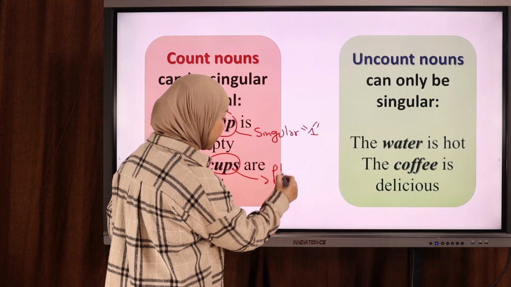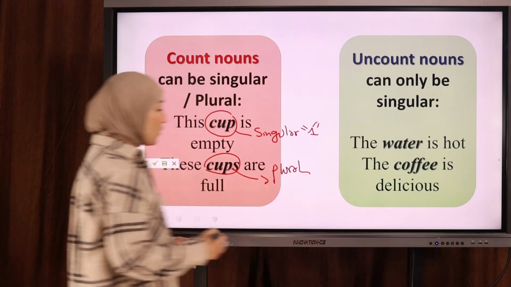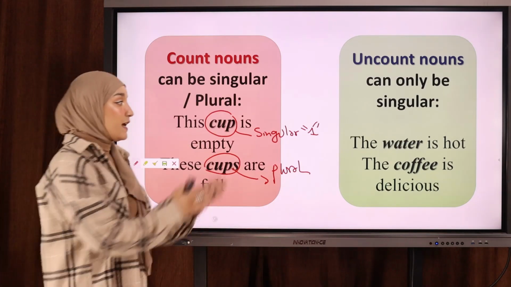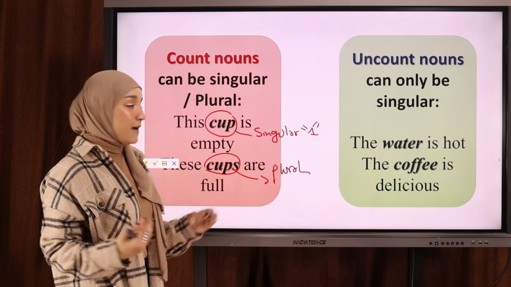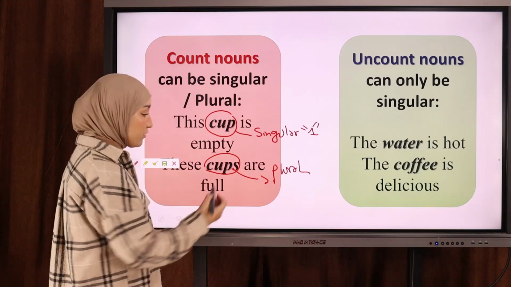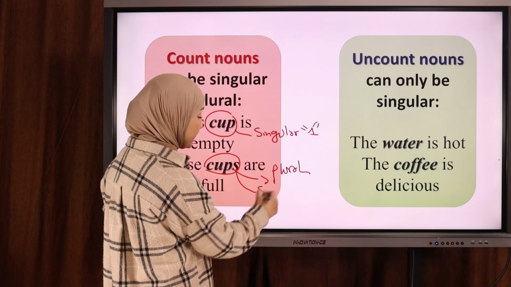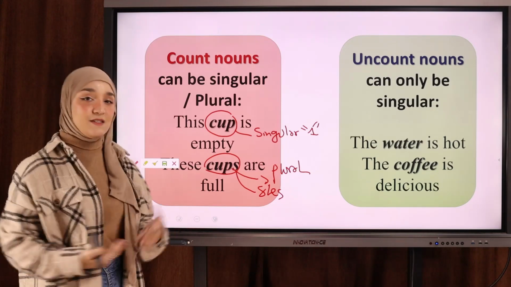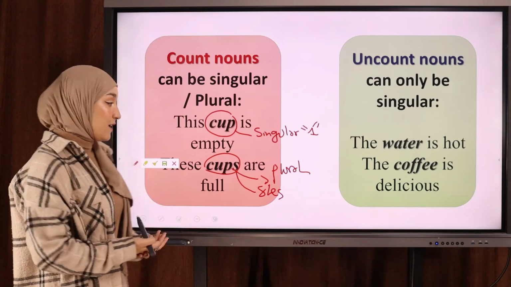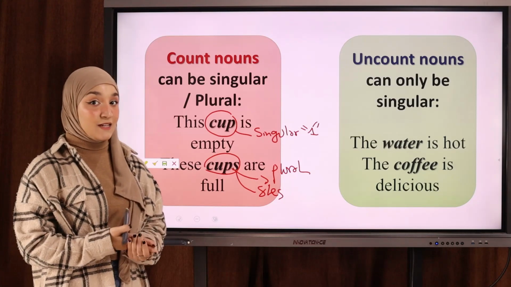فناجين هنا هي في صيغة الجمع. So to transform nouns from singular to plural لكي نحول الأسماء من المفرد إلى الجمع we usually add فقط نضيف s أو es at the end of the word في نهاية الكلمة. Okay, this is another lesson. هذا درس آخر سنتناوله في الفيديوهات القادمة إن شاء الله.